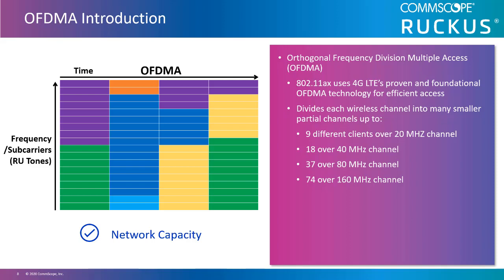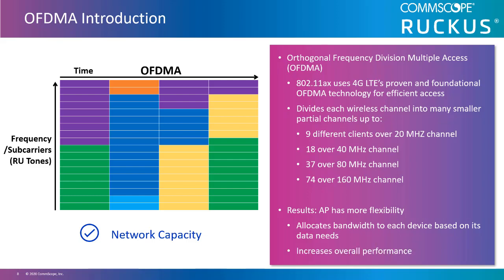This improves the efficiency of the contention domain because multiple clients can use it at the same time. Through these smaller channels and the ability for multiple clients to broadcast at once, the AP has more flexibility, allowing it to allocate bandwidth to each device based on its data needs. This helps to increase overall network performance.